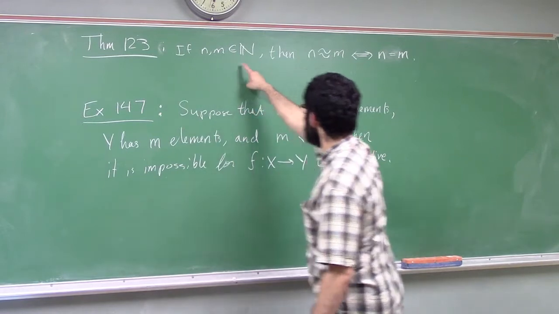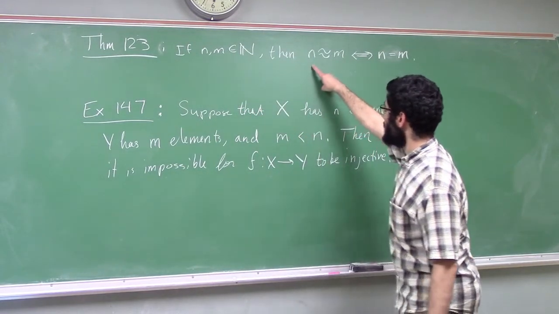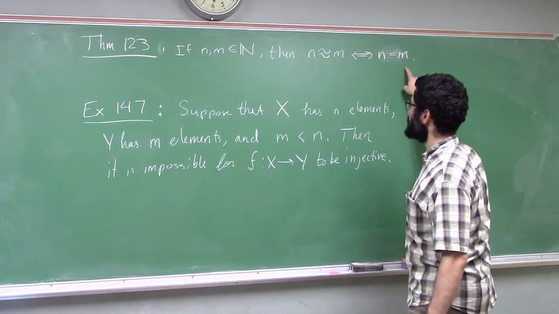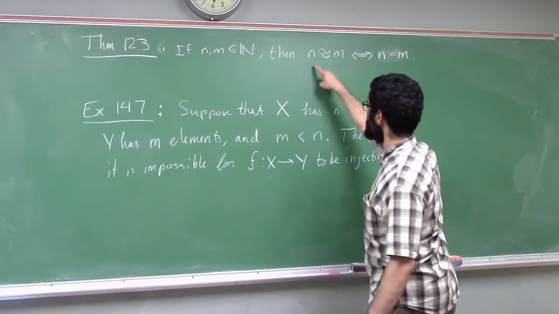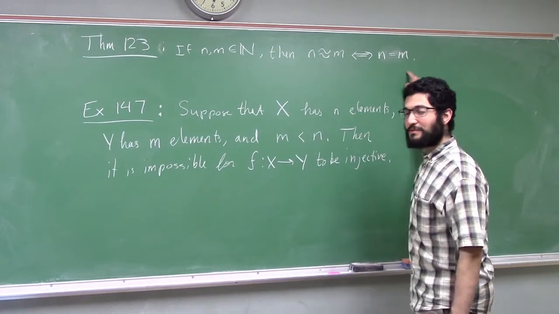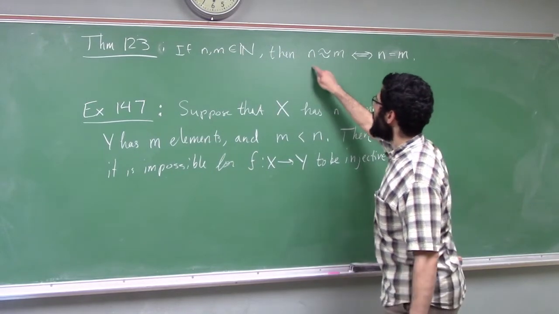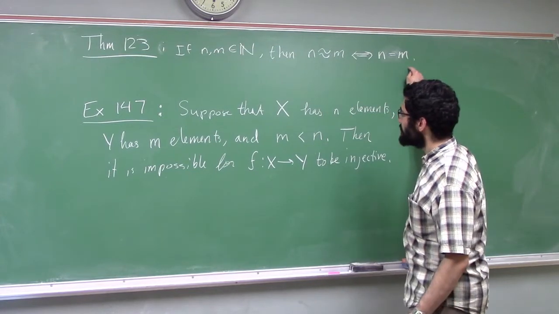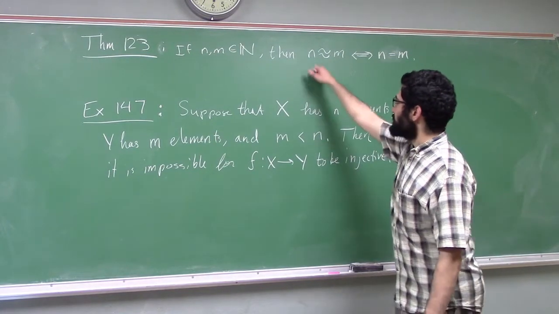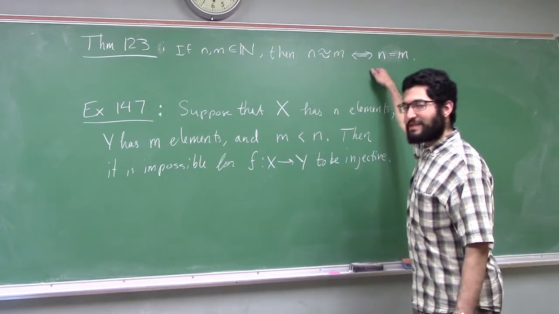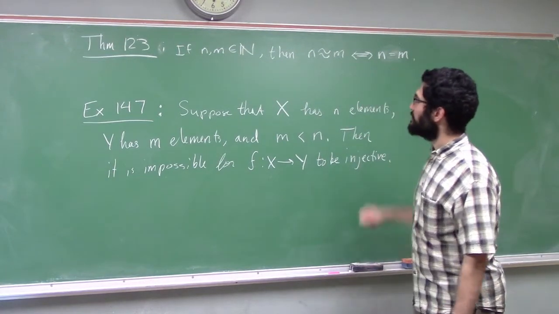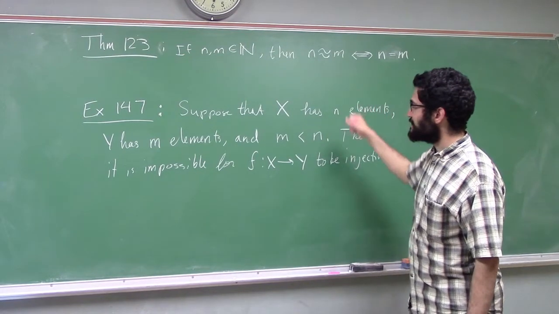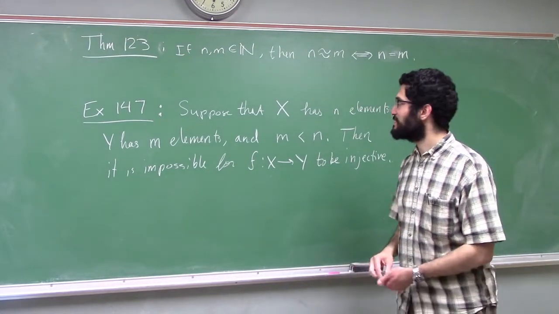If you have two natural numbers, n and m, then they are in bijection if and only if they are equal. In other words, they have the same cardinality if and only if they are equal. In other words, n has m elements if and only if n equals m. There exists a bijection from n to m if and only if n equals m. So this helps us answer the question posed earlier.